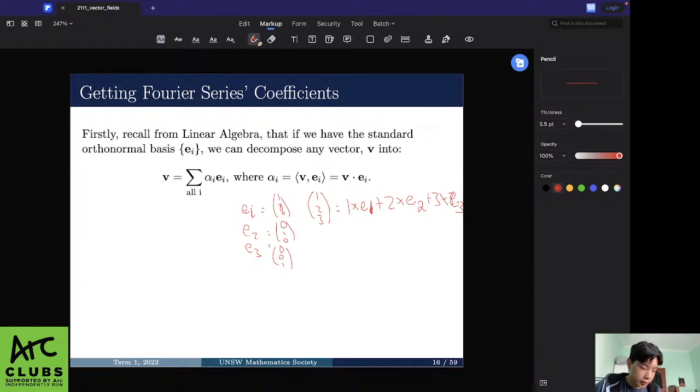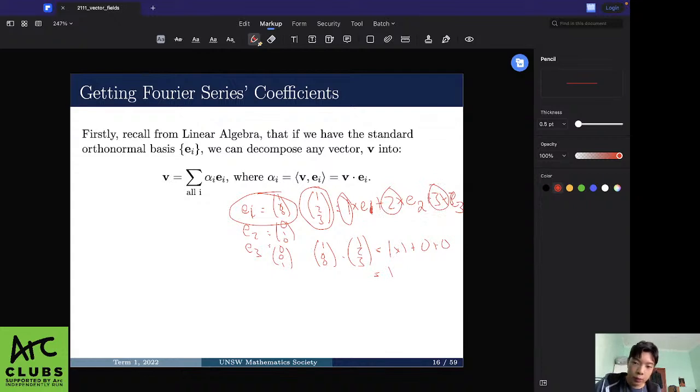The way we do it is we take this basis vector and dot it with our vector right here, and we would get 100 dot 1, 2, 3, and of course that would just be 1 times 1 plus 0 plus 0, so that gets us 1. And that's pretty much it. We can keep doing that with our basis vectors, and that's how we get our coefficients.